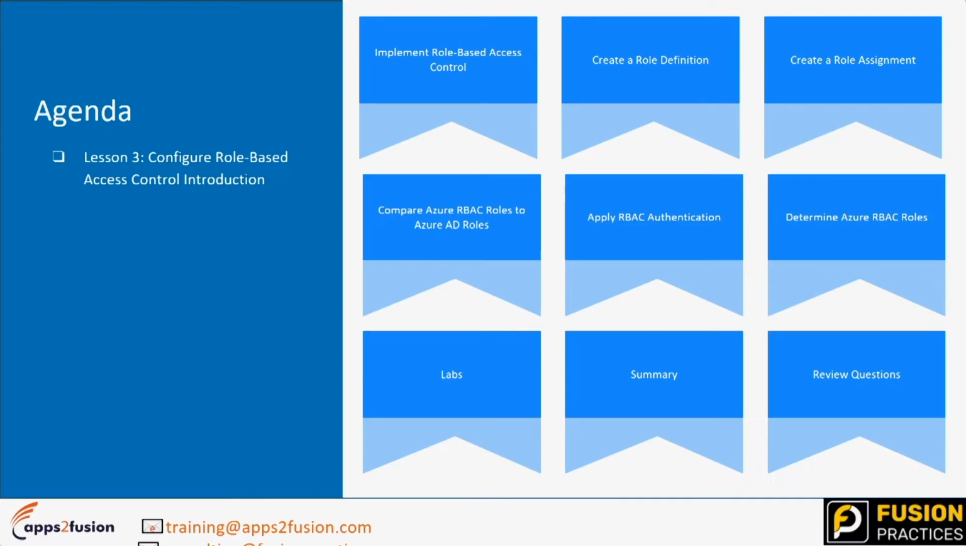We are going to understand how you can implement RBAC, how you can create a role definition, and how you work with role assignment. We'll look at the different types of roles you can get, both at the Azure subscription level, which are called Azure RBAC roles, and in Azure AD, which are the Azure Active Directory roles that you can assign. Based on these types of roles, you'll have different permissions assigned to you. We'll also look at Azure RBAC authentication, how you authenticate using RBAC, and determine different Azure RBAC roles that can be assigned. So we'll talk about role-based access control in this entire module.